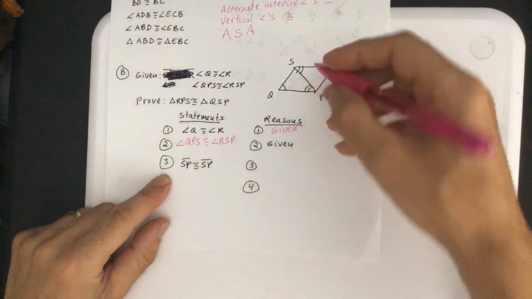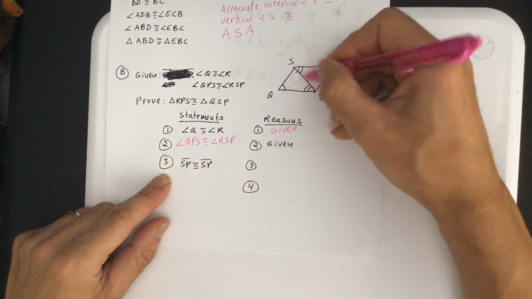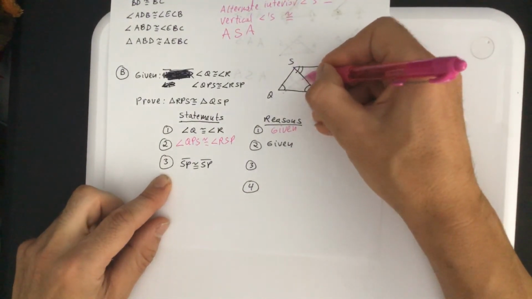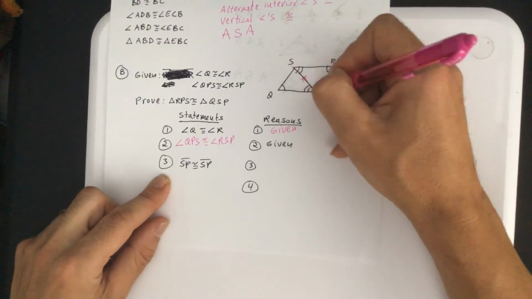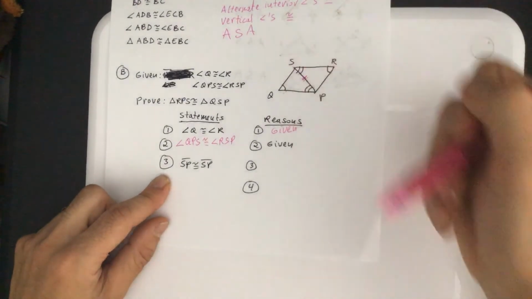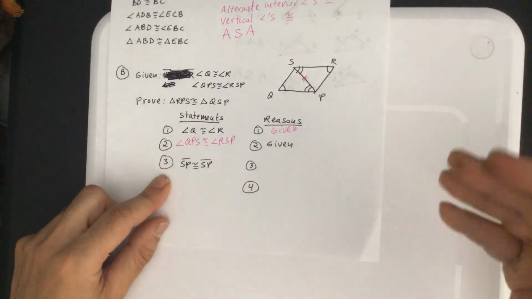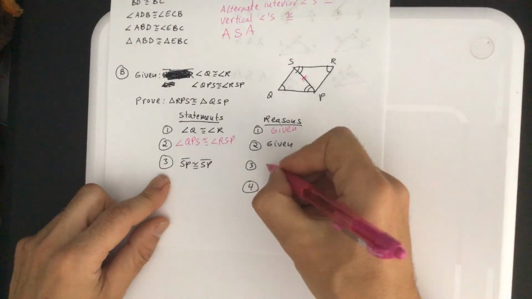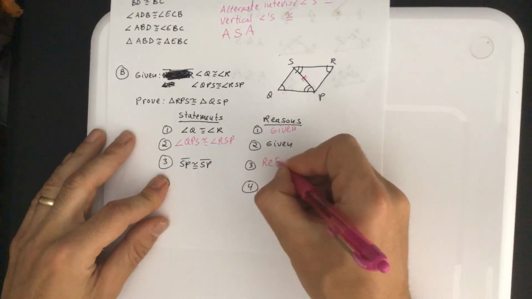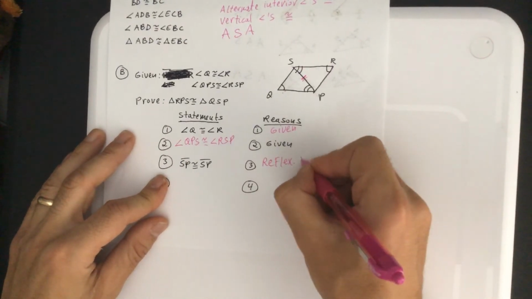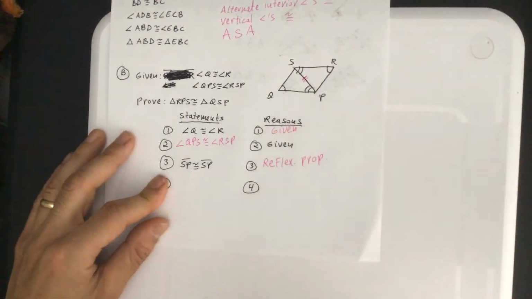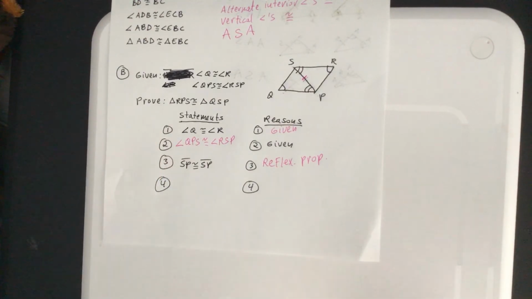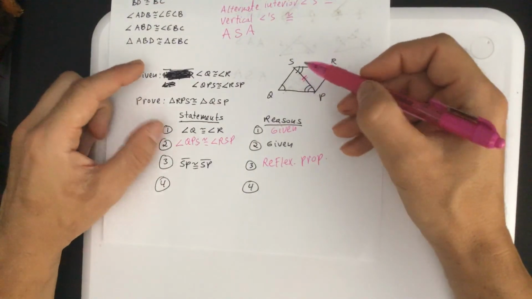SP is congruent to SP, so they're sharing a side. They're telling you that SP is equal to, or congruent to, SP or PS. Every time the triangles are sharing a side, or sharing an angle, that's going to be the reflexive property. So write down reflexive property.